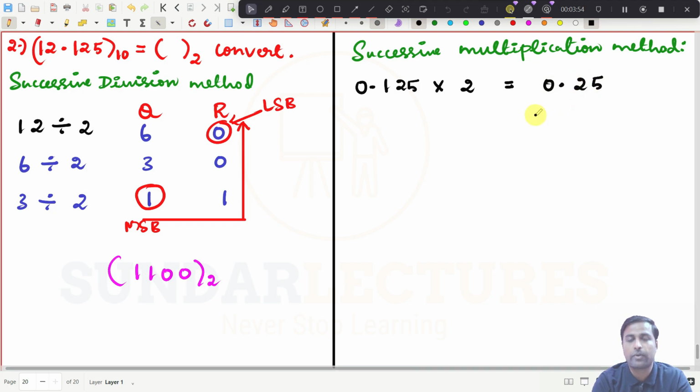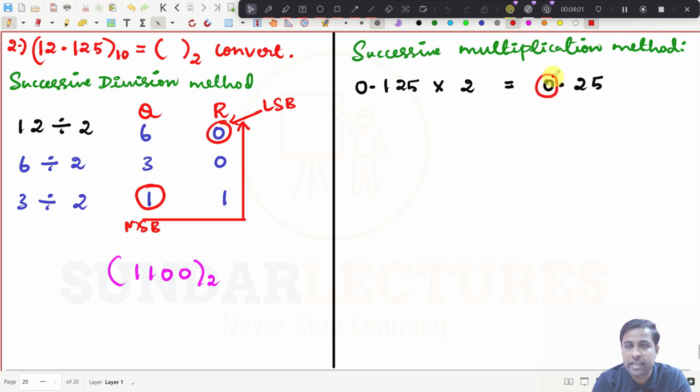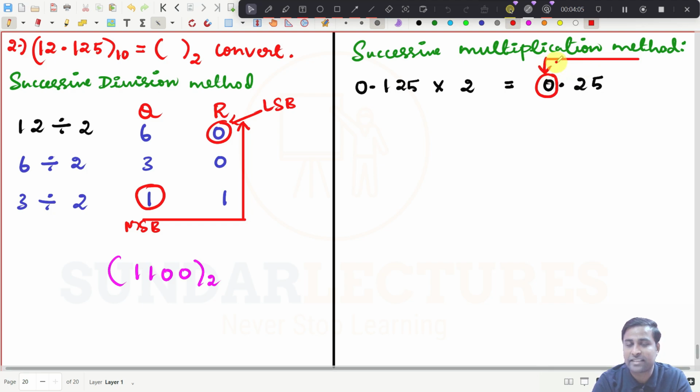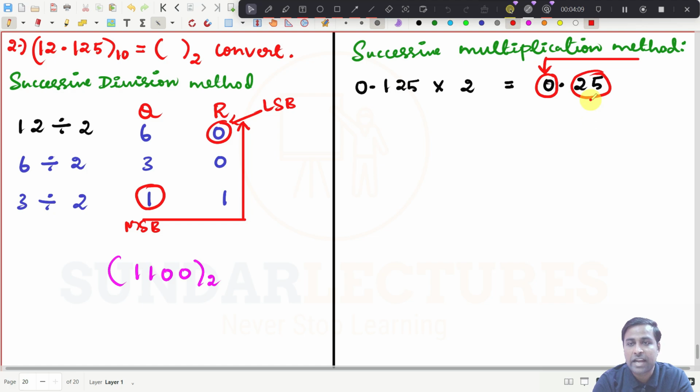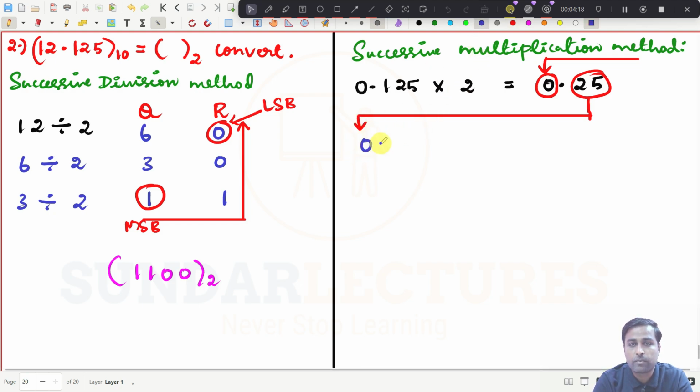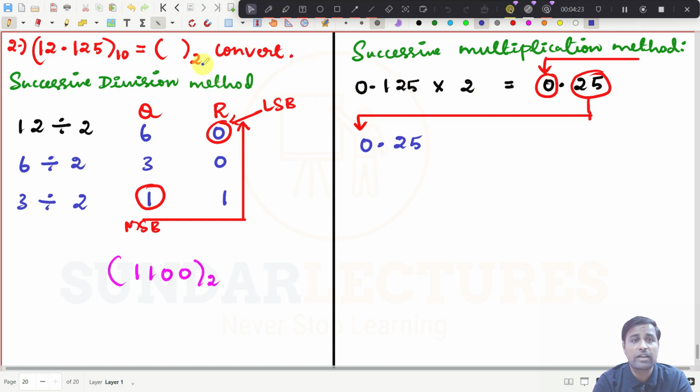0.25. See this one, you have to be very careful. This you have to take as the answer, and this value 0.25 you have to bring down here. That means you have to multiply 0.25. Why am I multiplying it by 2? Because I am converting this to a binary number. That is why I am multiplying it by 2.